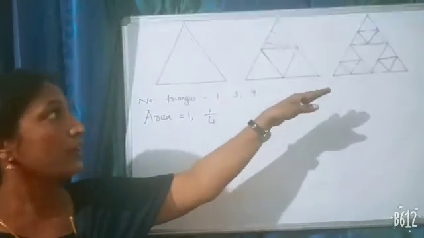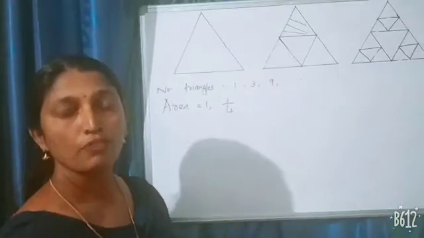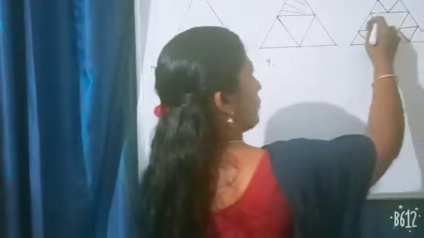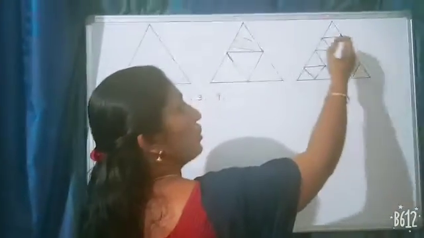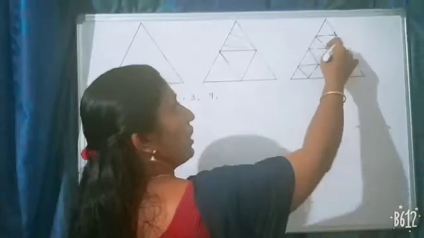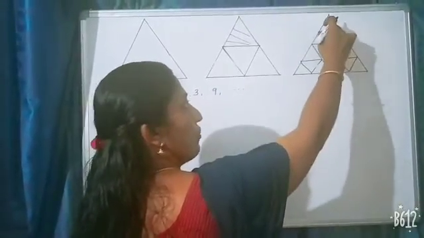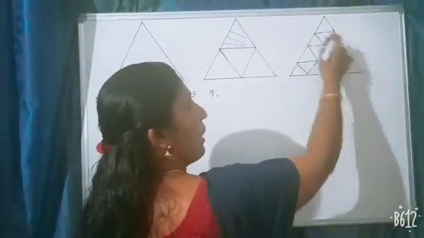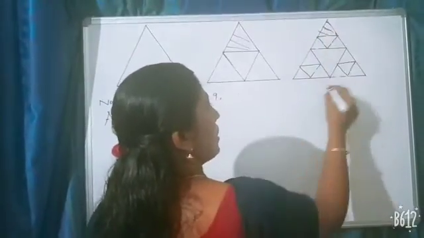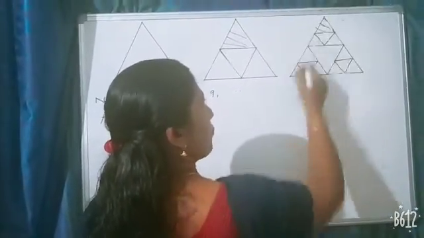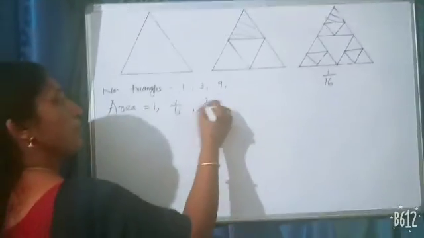In the next figure, each of these 4 triangles we divided into 4. This is 4, this one 4, this one 4. In the middle we removed one triangle, right? So this one also we have to divide into 4 equal parts. Then only all these parts will be equal. So total 4, 8, 12 plus 4, 16. So this small triangle is 1 by 16 of this whole triangle. So next one is 1 by 16.